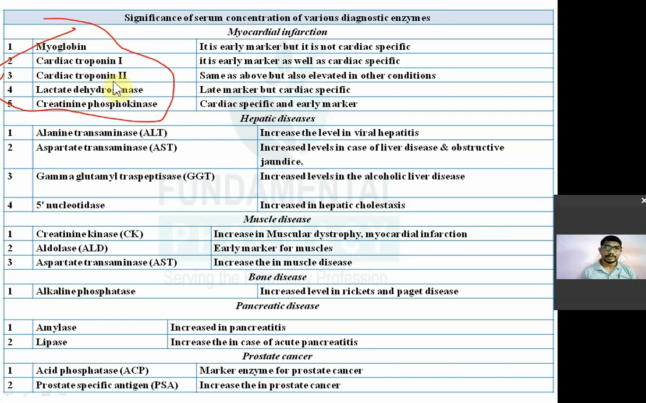So their level in the blood will be increased. Remember, cardiac troponin is an early marker, lactate dehydrogenase is a late marker, and creatinine phosphokinase is again an early marker. HEPAT 22 में क्वेश्चन आ चुका है इसमें.